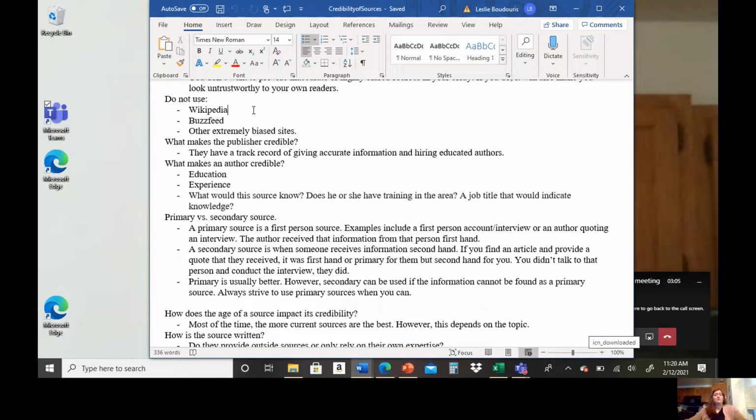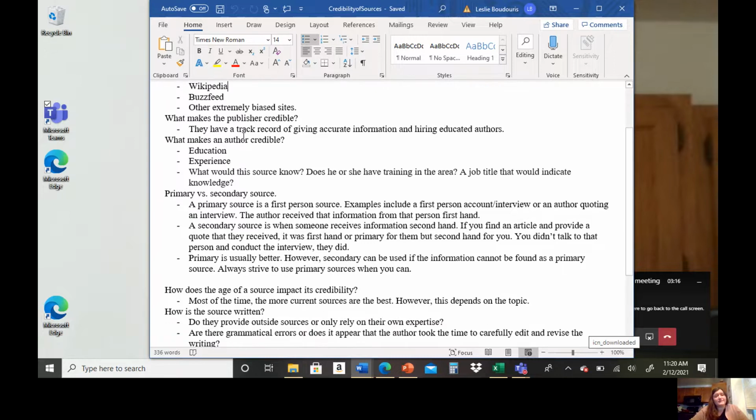So for every source that you want to put in your essay, to analyze its credibility, look up each of these aspects and really think about whether they measure trustworthiness. One aspect you want to look at is the publisher. Are they credible? What makes them credible? If they have a track record of giving accurate information and hiring educated authors.